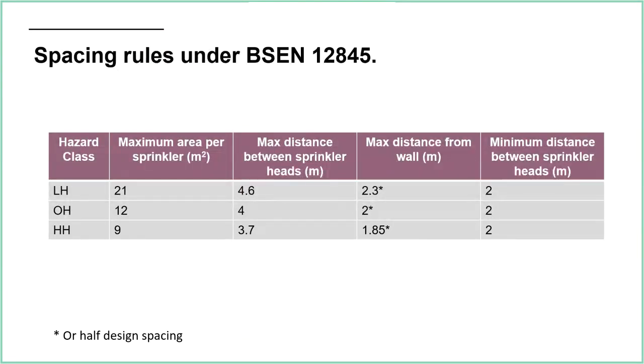This can be a little bit tricky to get your head around, what that means. It means that sprinklers should not be closer than 2 meters. I'll say that again. Sprinklers should not be closer than 2 meters. So 2 meters apart is fine. 1.9 meters, no. And that is to do with the discharge interfering with other sprinklers close by.